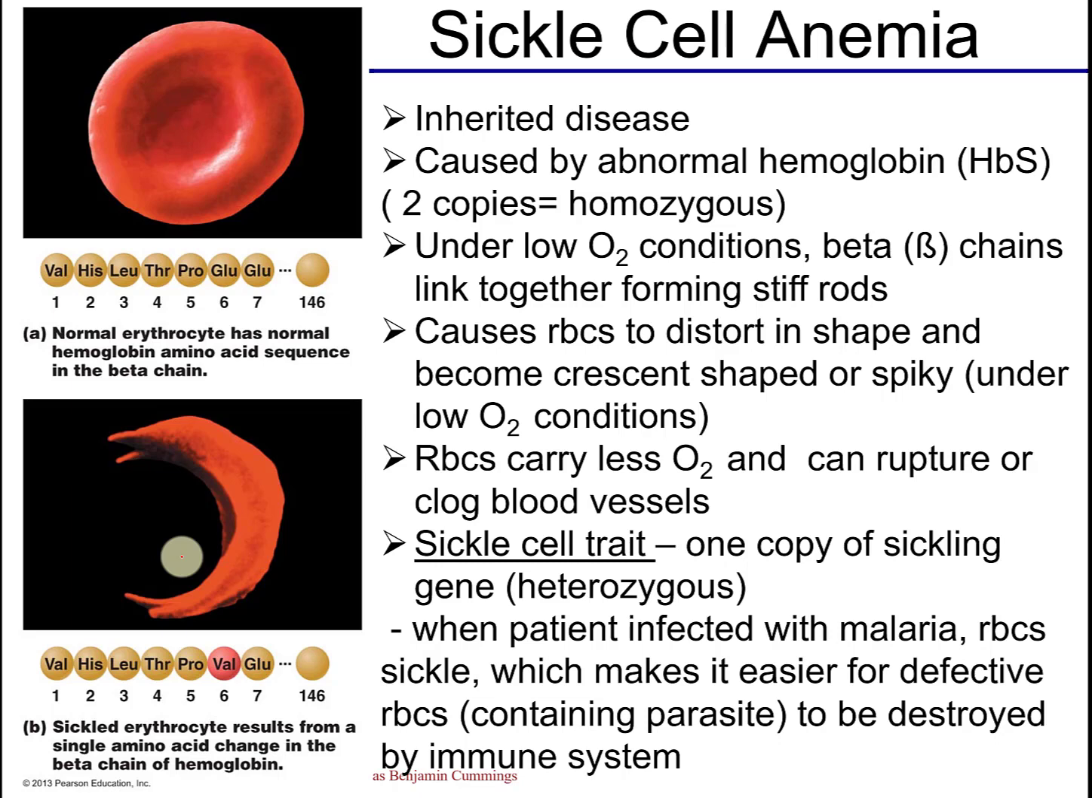It's caused by an abnormal hemoglobin, and they call that abnormal hemoglobin HbS for HB sickle. If you have 2 copies of HbS, one from the mom, one from the dad, you're homozygous and you have the condition called sickle cell anemia. So what's going on with this?